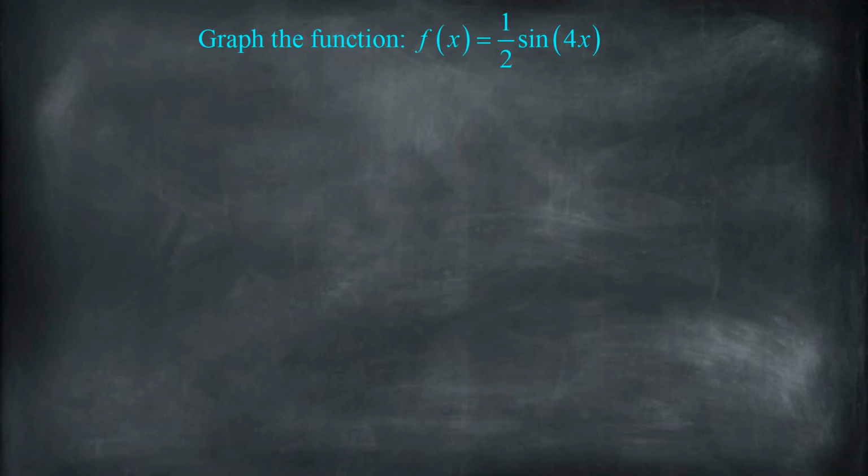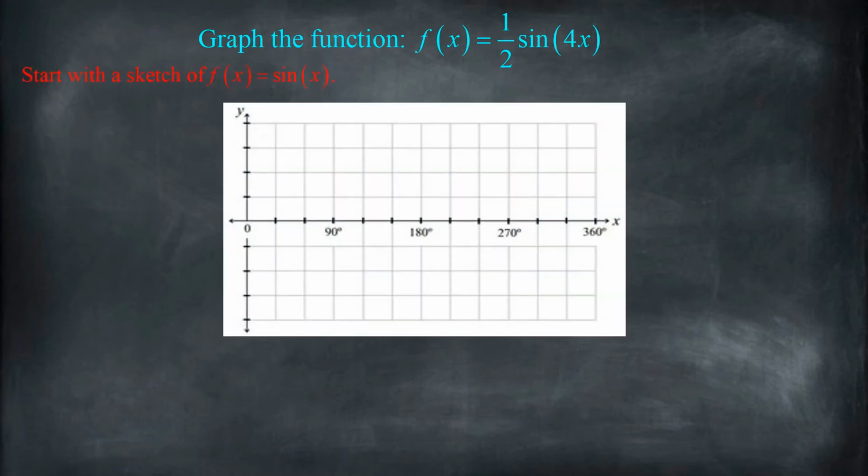So let's say we're going to graph f of x equals 1/2 times the sine of 4x, right? Well, the way I would prefer to do this, the way I think is a great idea, is you just start with your basic function of sine of x, right?